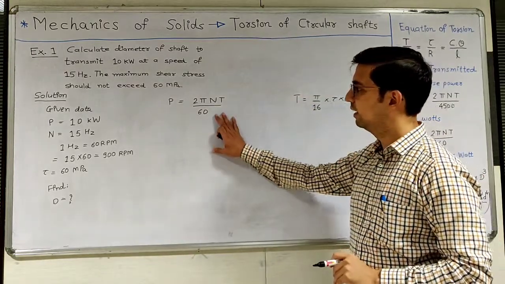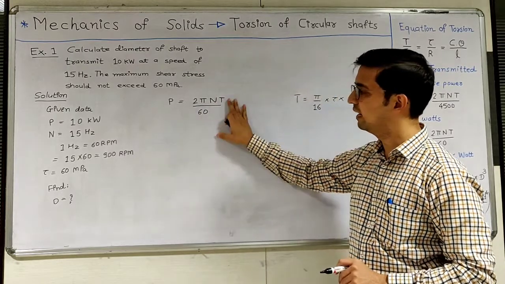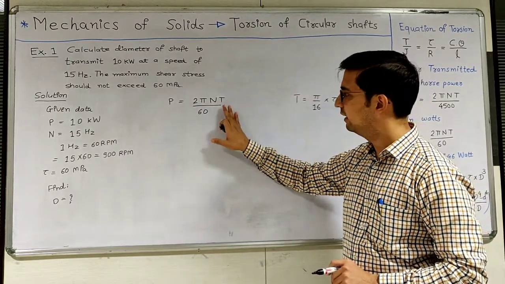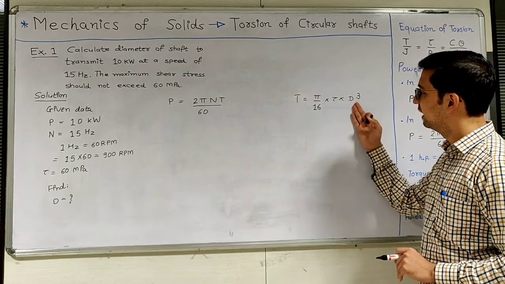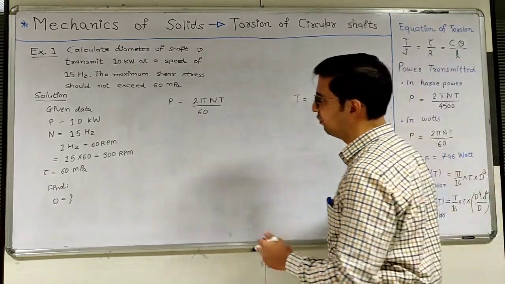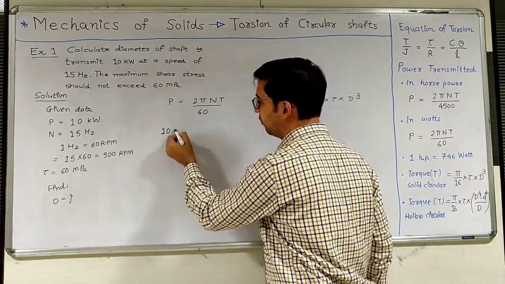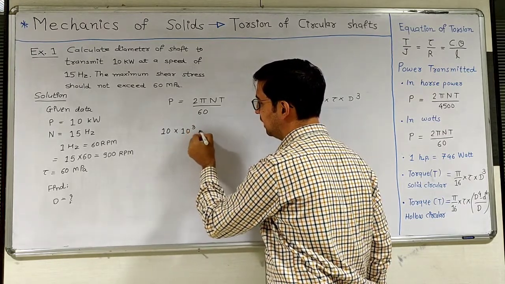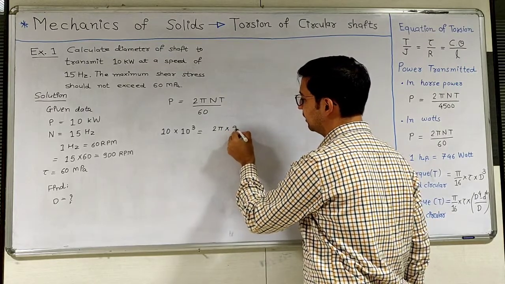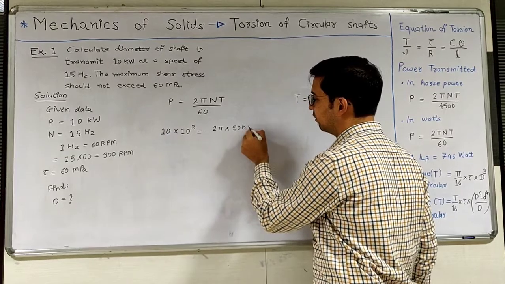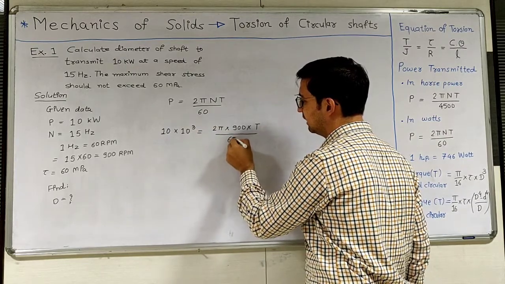So put the data of power and speed of shaft in this equation and calculate the value of torque, and then use the torque value in this equation, and we have the value of shear stress, so we will get the value of diameter D. First of all, power is given as 10 kilowatt, so convert into watt by multiplying by 10 raised to 3, equal to 2 pi, N is the speed of the shaft, which is given 15 hertz converted into RPM as 900, T is the torque generated, which is unknown, divided by 60.